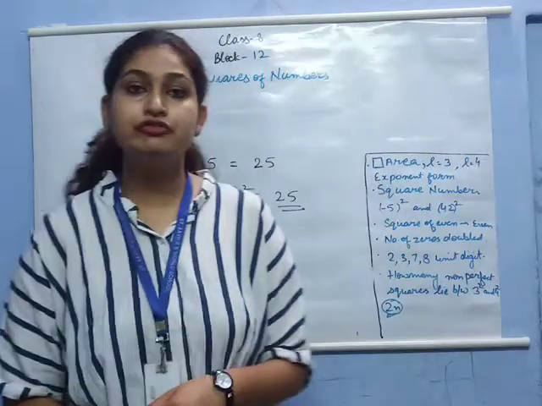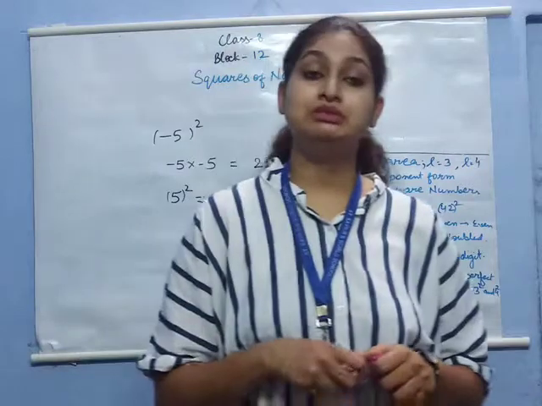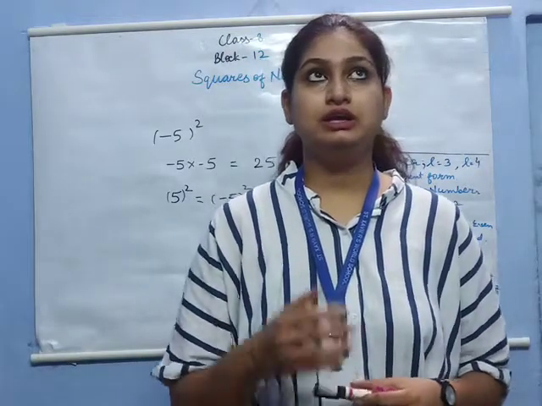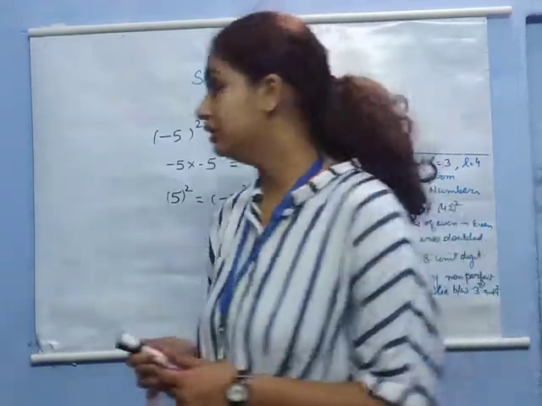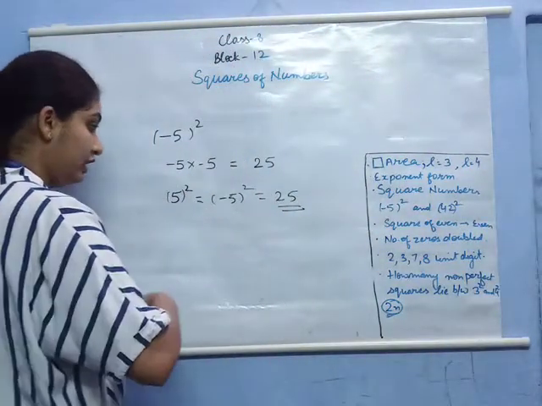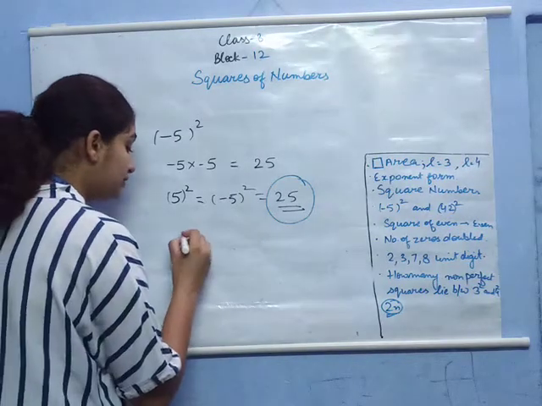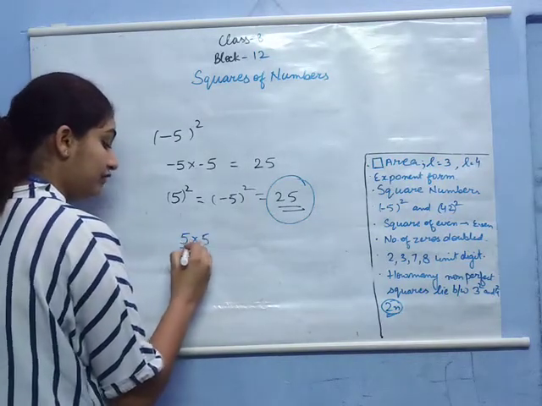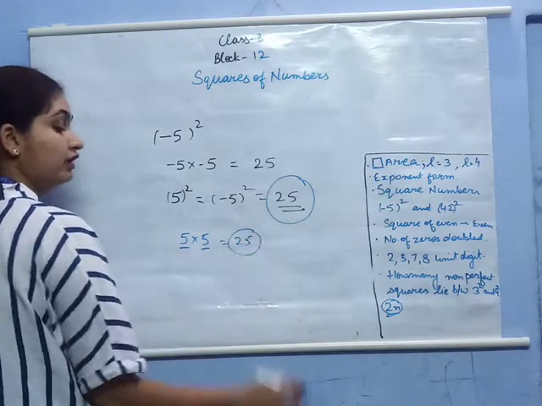What is a perfect square number? Any number that can be represented as the multiplication of the same number two times. Suppose 25. Is 25 a perfect square? Yes, it can be represented as 5 multiplied by 5, same numbers. So 25 is a perfect square.